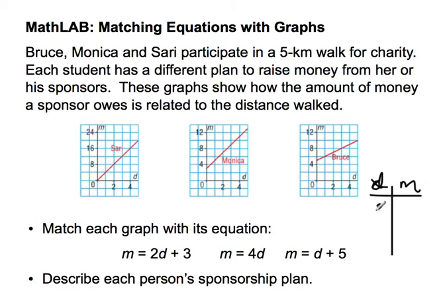And they said, okay, let's put 0 in for D. If I put in 0 for D with this equation, I'm going to get 2 times 0 plus 3 is 3. So they knew that that's definitely not Sari. It actually has to be Monica because that's the only point that is 0, 3.